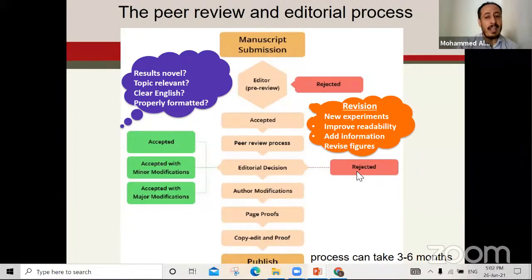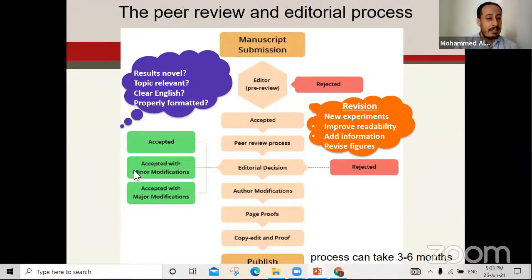Rejected, that's why, as I told you, the acceptance rate is sometimes only 5 or 10%. For most journals, it's less than 20%. So the editor, if it's rejected, will just inform the authors. If it's accepted with minor or major revision, they will send the comments to the authors. You have to do all the corrections. I'll explain that in a minute, and then resubmit.